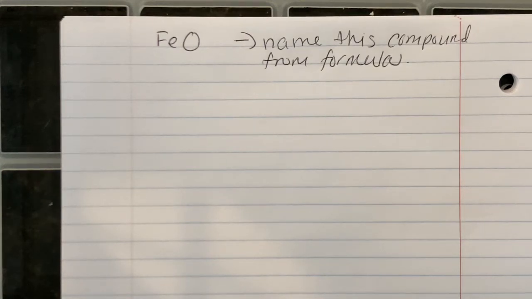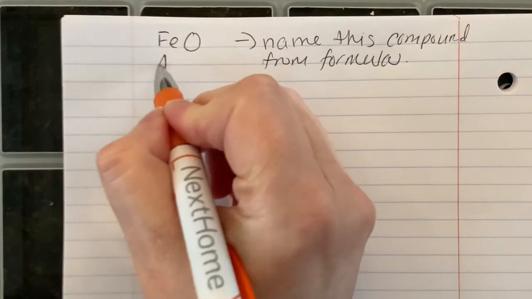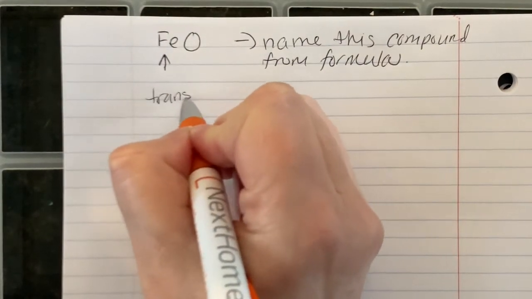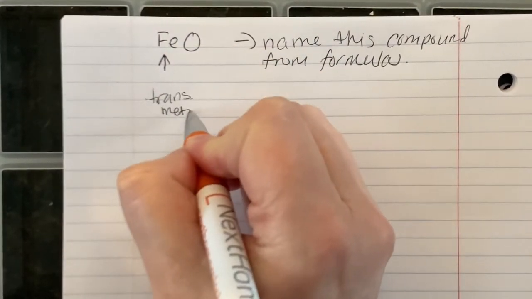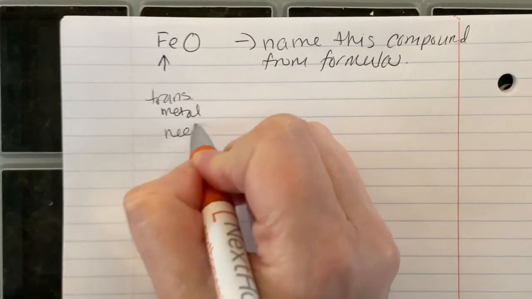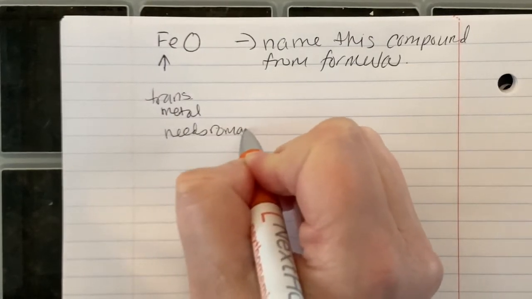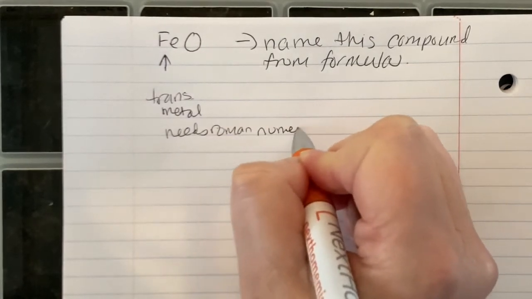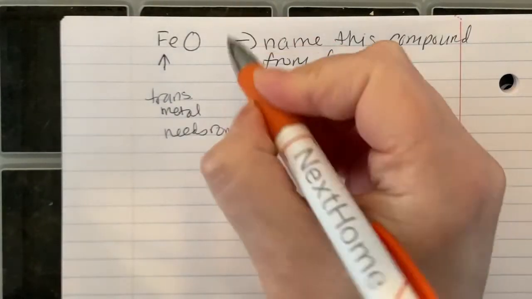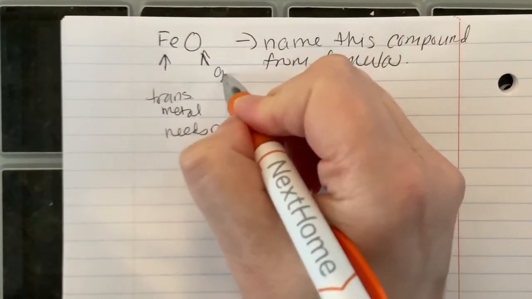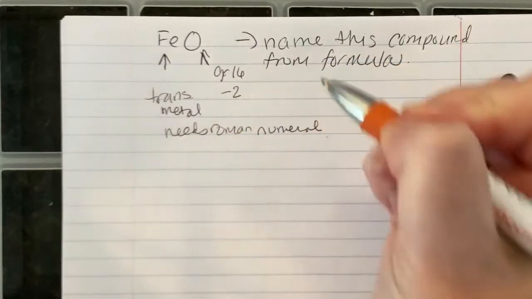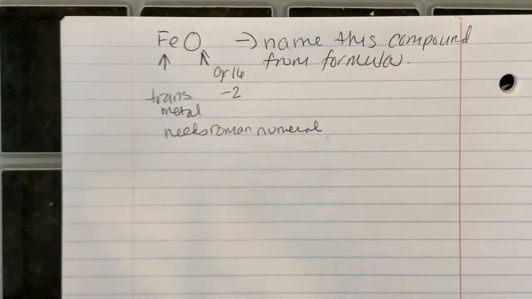Sometimes they're going to ask you to name something like FeO over here. And you're going to notice that Fe is a transition metal, so it needs a Roman numeral. Oxygen is from group 16, so it has a -2 charge. So you know that one directly off.